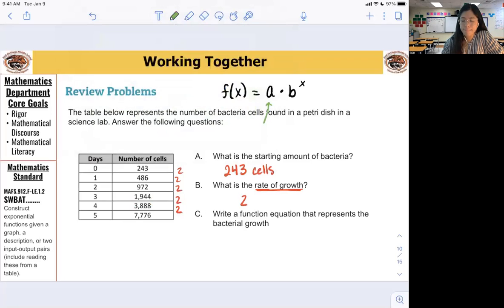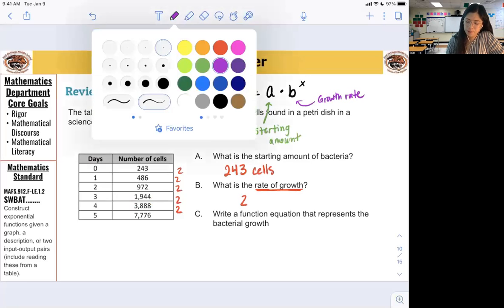What's A? The starting amount. Starting amount. And b is the growth rate. Yep. Growth rate. Pretty easy. We're just going to put those two numbers together.